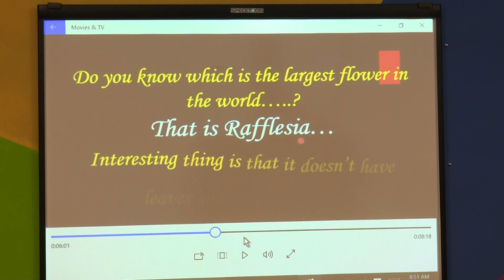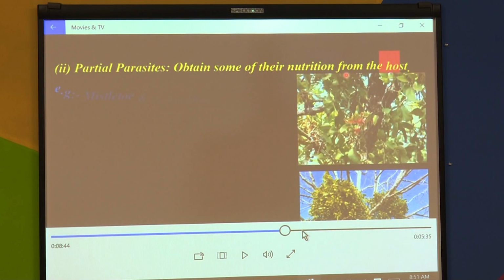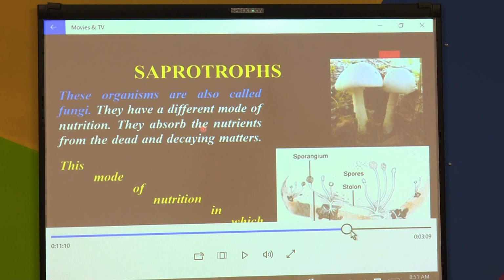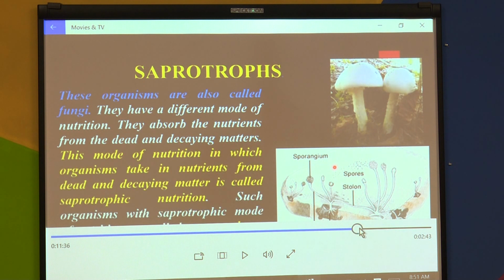After that we discussed the second mode of heterotrophic nutrition, which is the saprophytic mode of nutrition. So what is meant by saprophytic nutrition? These organisms are dependent on other plants, but how are they dependent? They absorb nutrients from dead and decaying matter. So this is the mode of nutrition in which organisms take in nutrients from dead and decaying matter. That is why it is called a saprophytic mode of nutrition, and these plants are called saprophytes.